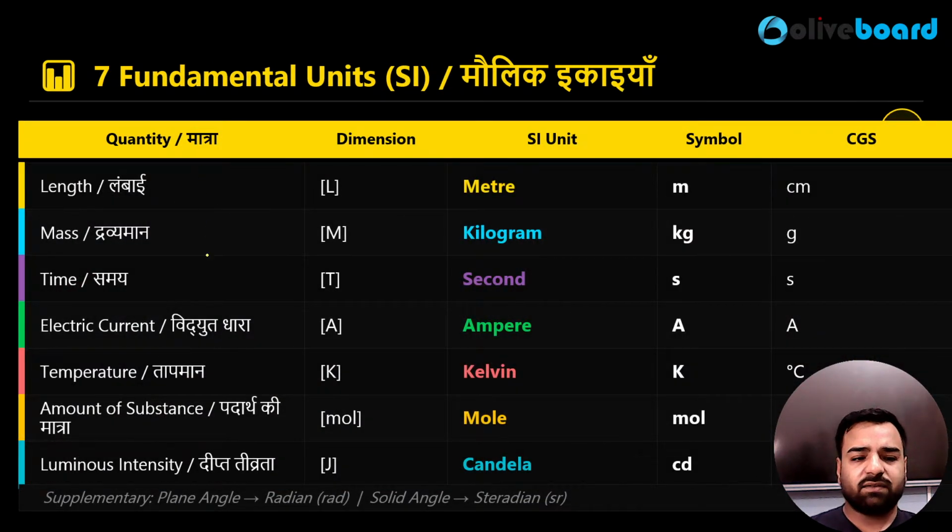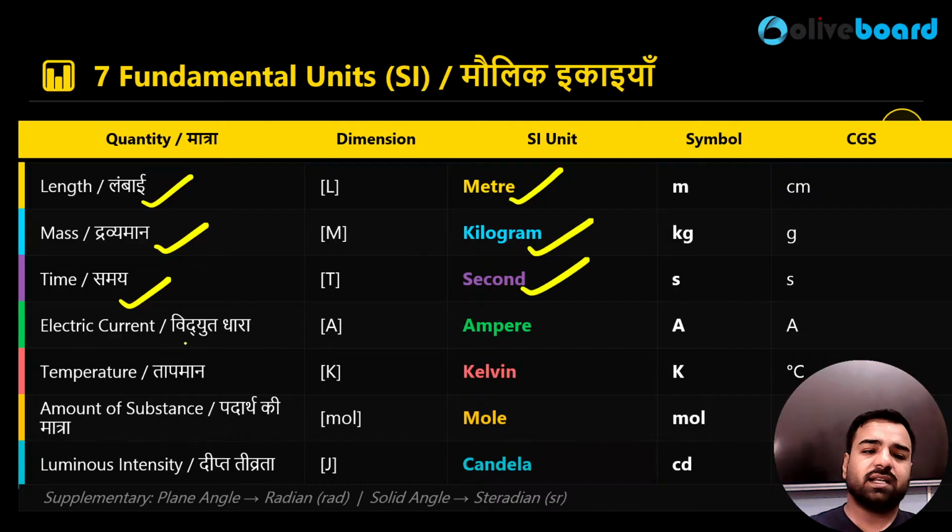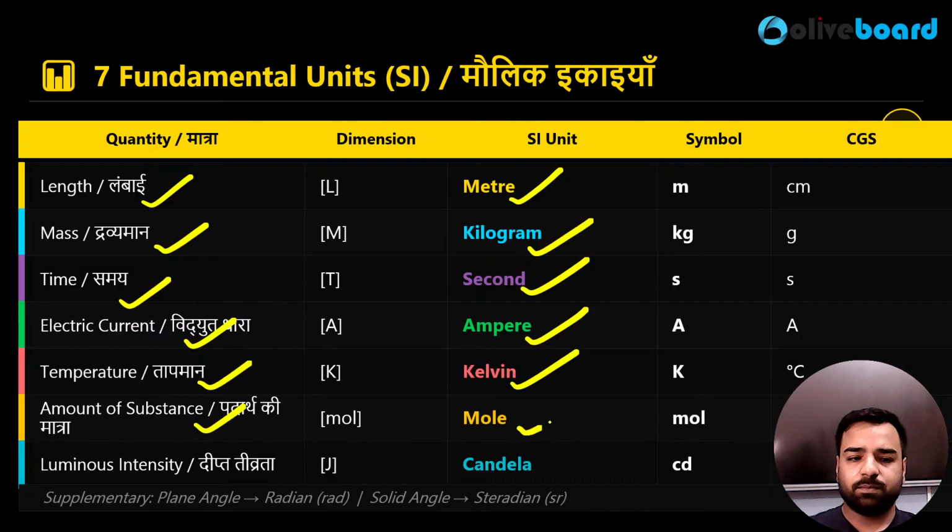So these are the 7 fundamental quantities: length, whose unit is meter; mass, which has a unit kilogram; time, which has a unit second; electric current, that has a unit as ampere; temperature, Kelvin; amount of substance, mole; luminous intensity, candela. These were the basic things which every one of you were aware of.